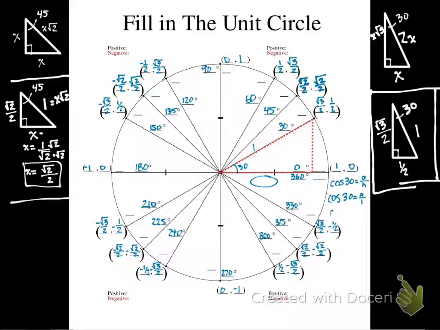Cosine of 30, right? So let's take out your calculators. You can use your phones, or if you have a calculator, that would be better. Okay? If you put 30 cosine, what do you get? 0.866, right?